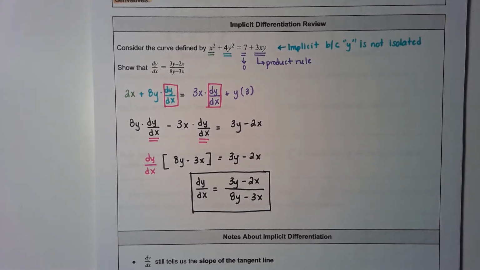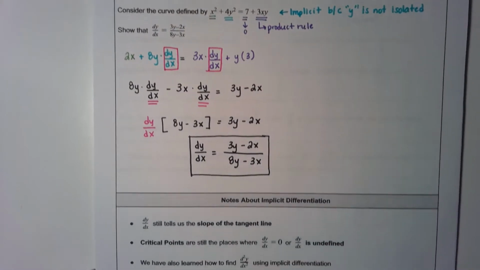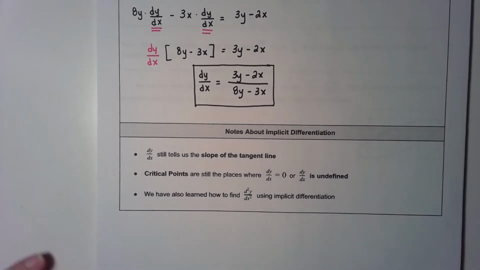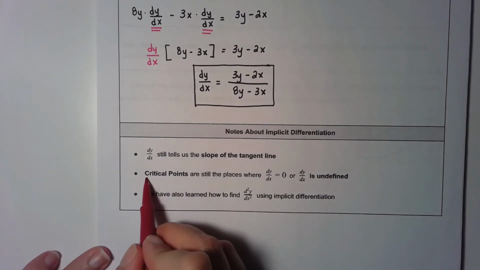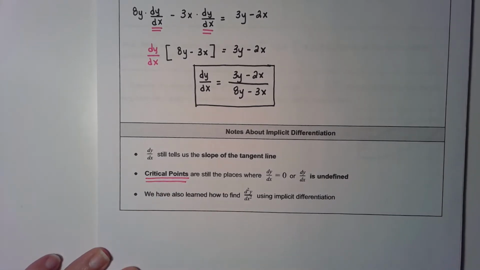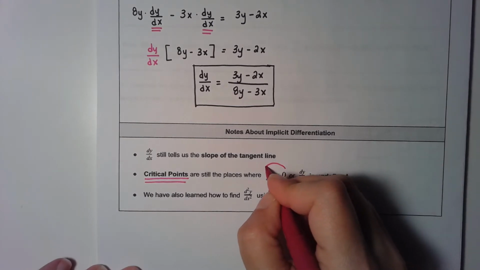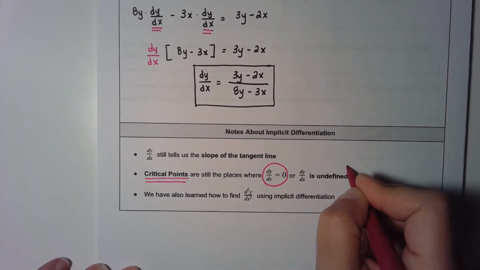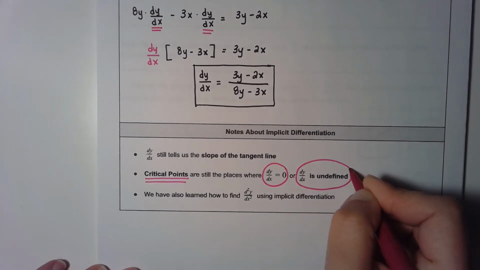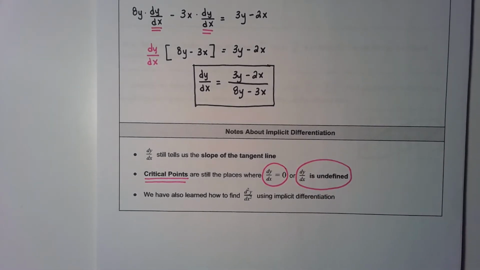Now, there's a couple notes that I want to make here. When we do implicit differentiation, dy over dx still tells us the slope of the tangent line. So just because we're doing the derivative a slightly different way, using a slightly different technique, doesn't change what the derivative means. It's still the slope of the tangent line. The critical points, which are one of the pieces of our learning target today, are still going to be the places where the derivative is equal to 0 or the derivative is undefined, just like they were in problems where we didn't have to use implicit differentiation.